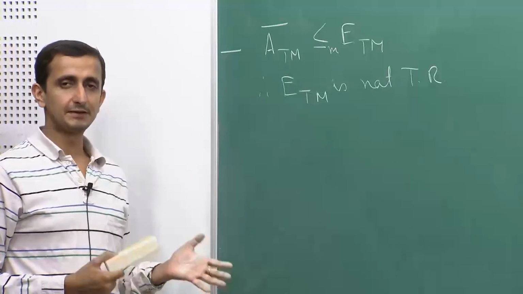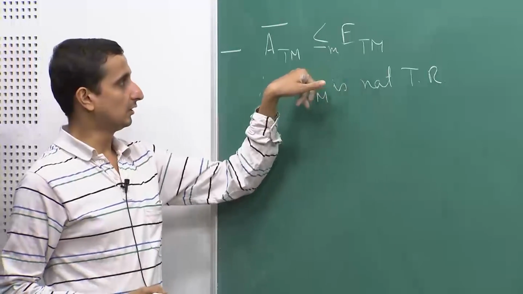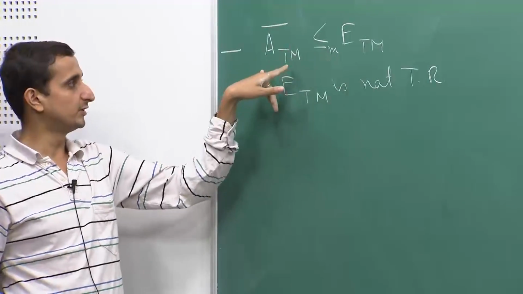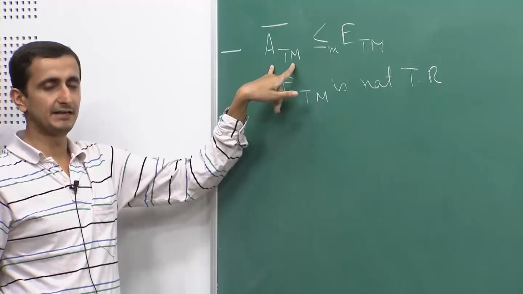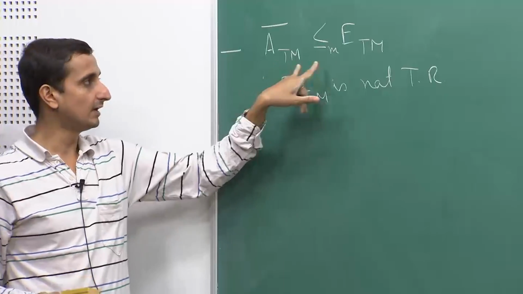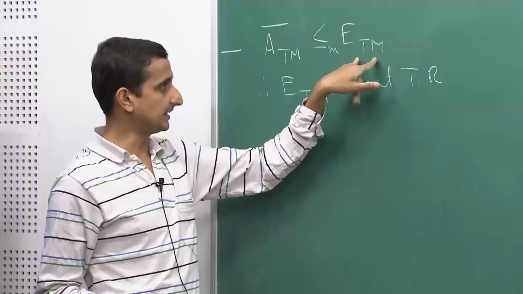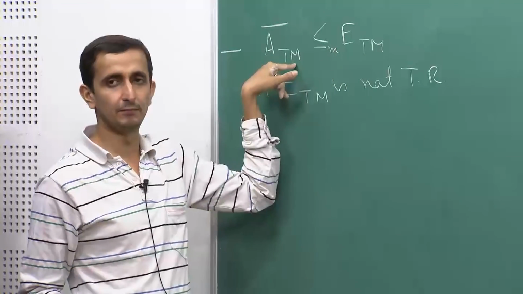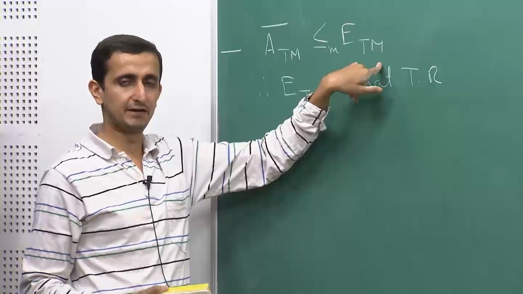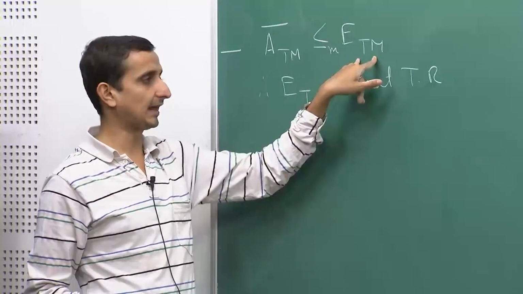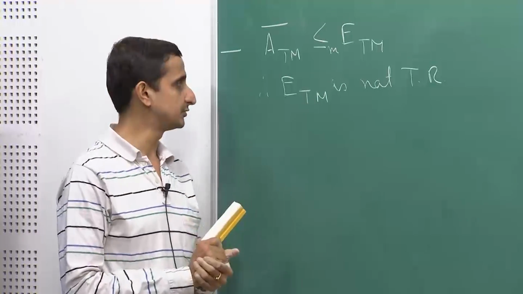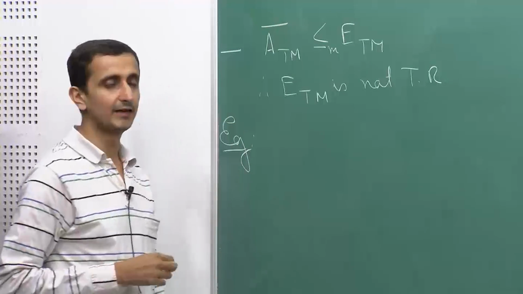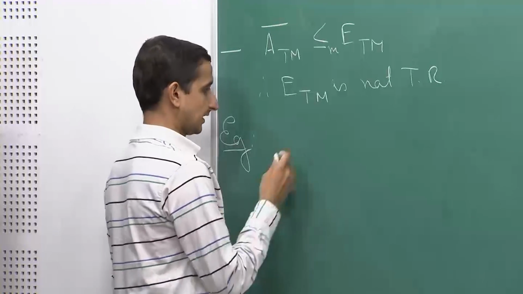So, we are going to use a similar theme. To show this reduction, we constructed a computable function f, which took as input an instance of ATM bar, which is a machine M and a string W, and it produced an instance of ETM, which is an encoding of some machine N, such that if M does not accept W, then the language of N is empty, and if M accepts W, then the language of N was not empty. That is what we showed last time. So, today we will see more examples of how we can use reductions to prove languages are undecidable.